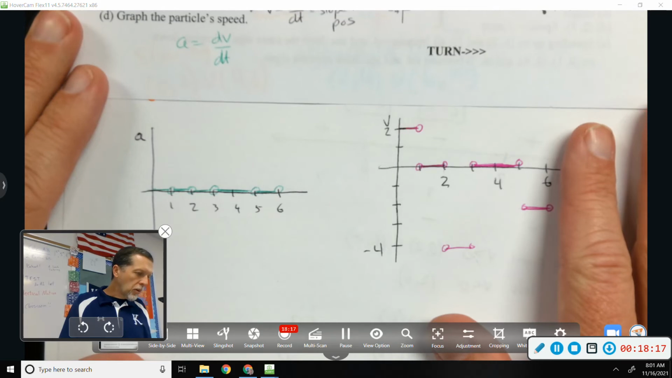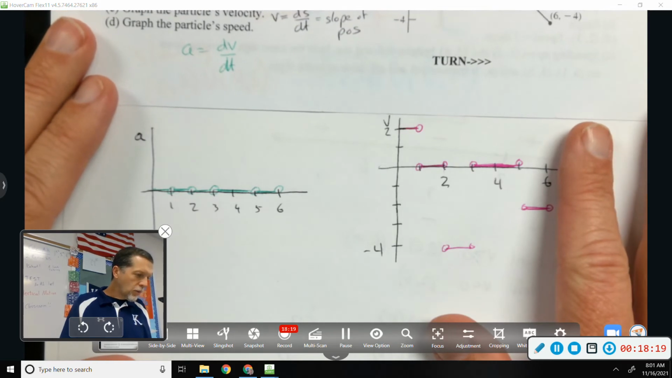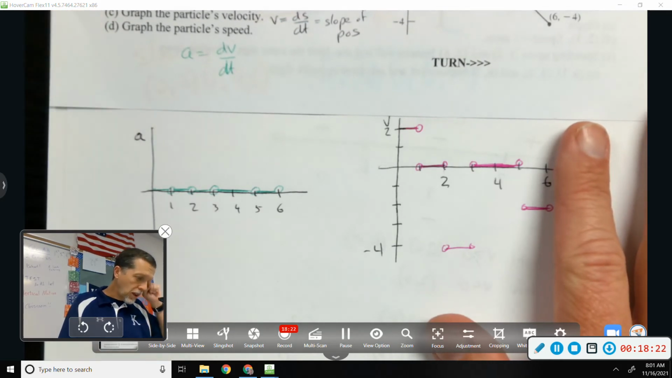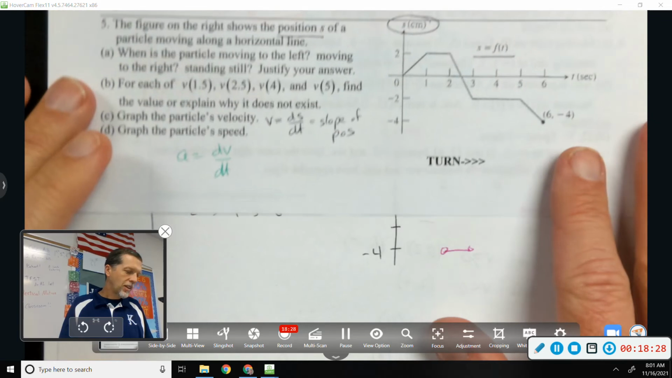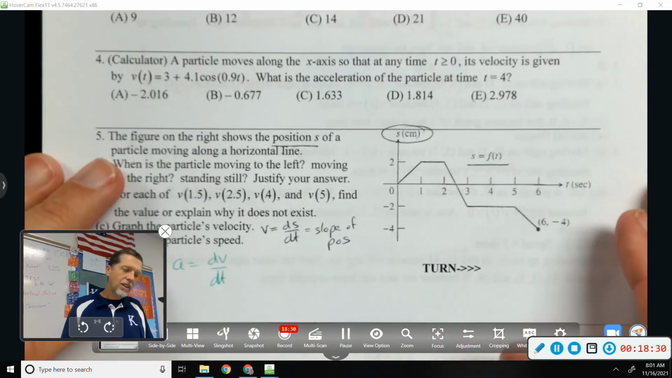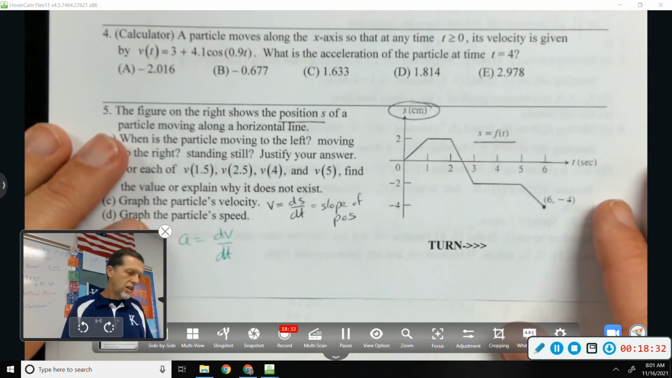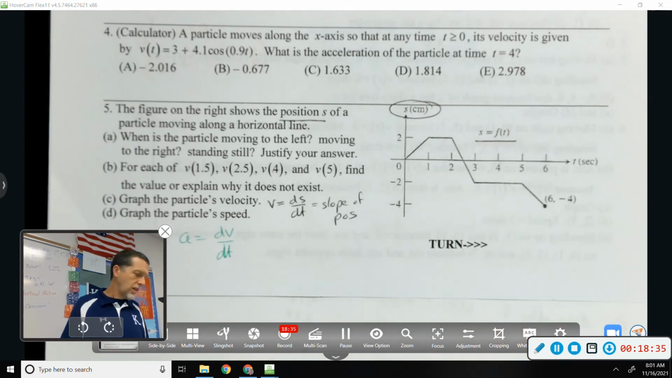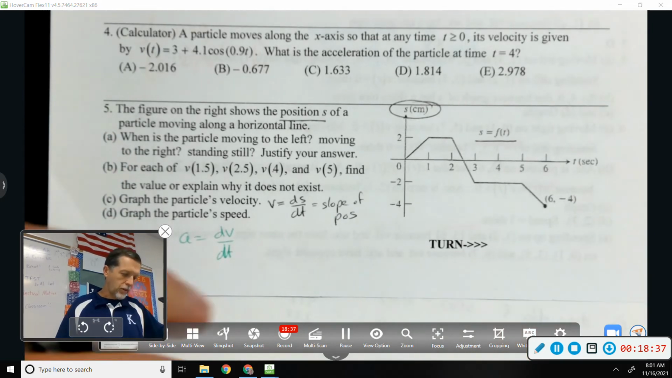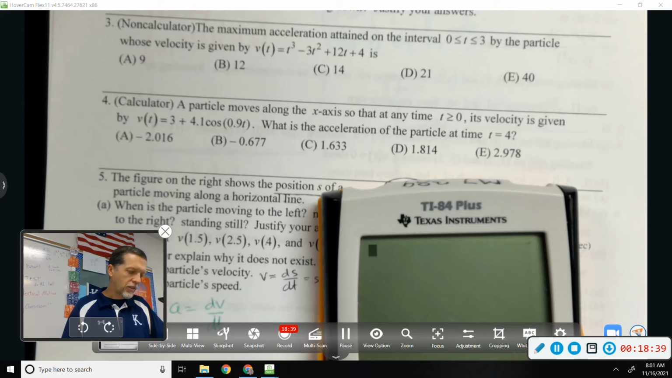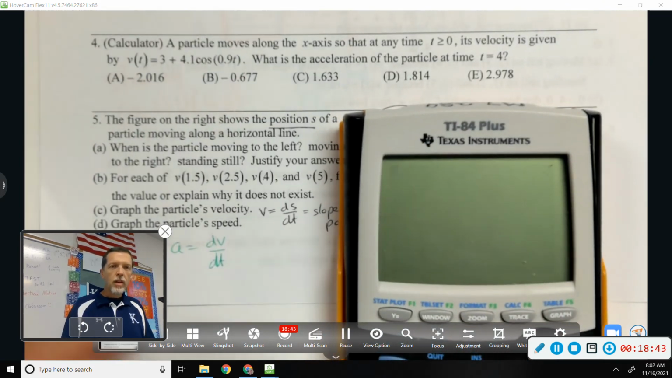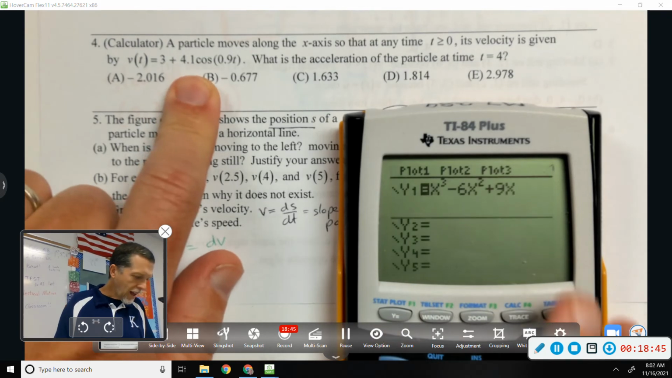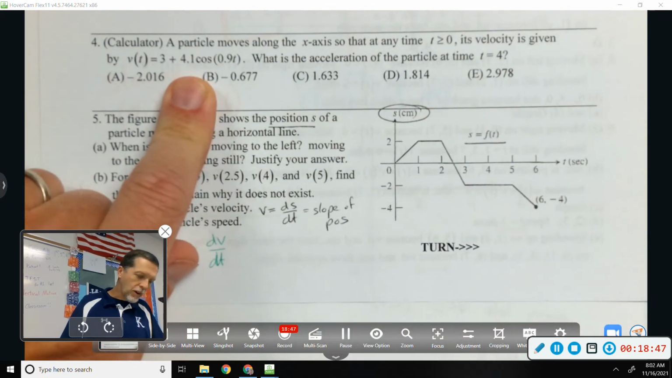Are you okay with ones like the calculator ones, like number 4? It's really, do you know how to use the calculator? I don't think the calculus is that hard. Well, I'm going to pretend that somebody asked number 4, because we haven't done a whole lot with the calculator. So, number 4. Its velocity is given by that. What is the acceleration at time 4?